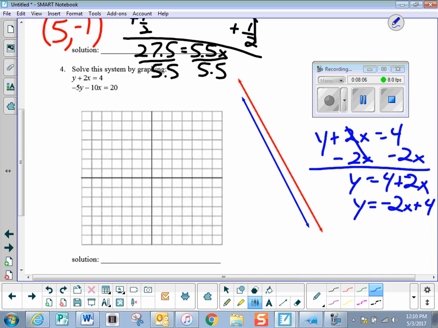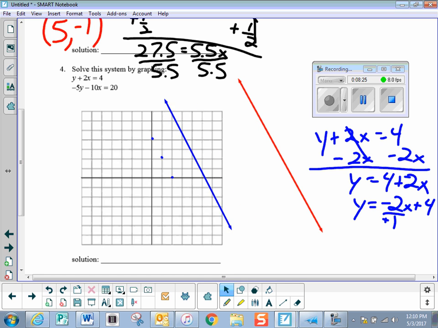Okay, so where does that line start? Positive 4. Where do I go from there? Down to the right 1, because remember, this is -2 over +1. Does that make sense? If it's negative, you go down. Yes. Okay.